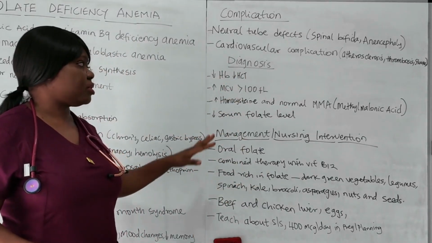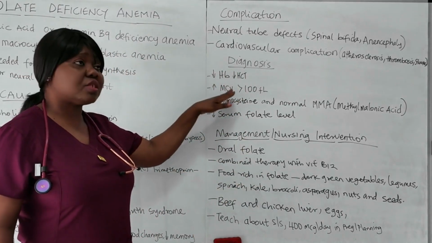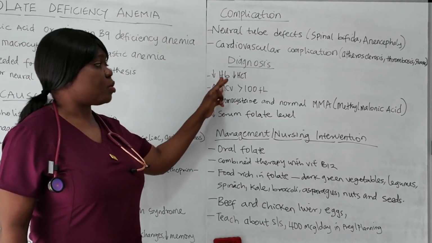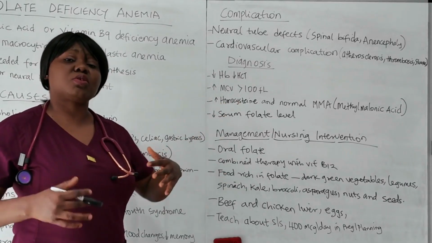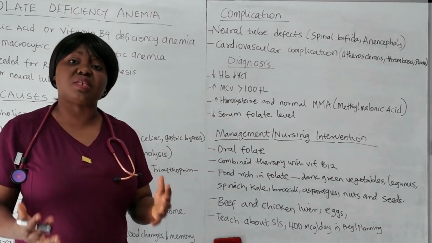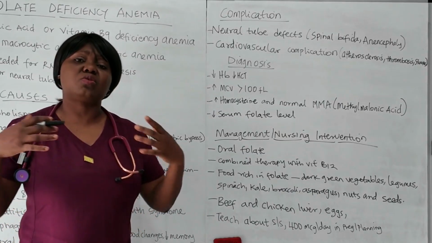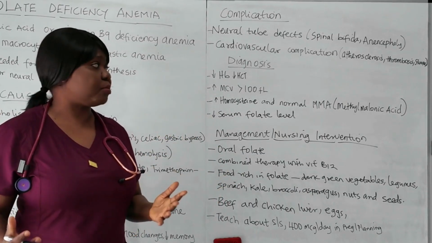Now, for diagnosis, of course, when there's a decrease in red blood cells circulating, there will be a decrease in hemoglobin, a decrease in hematocrit concentration, and there will be increased mean corpuscular volume. It will be greater than 100 femtoliters. And that's because of the macrocytic nature of folate deficiency, just like in vitamin B12 deficiency, that's pernicious anemia. So the red blood cells are abnormally large, larger than normal, and they're also megaloblastic.